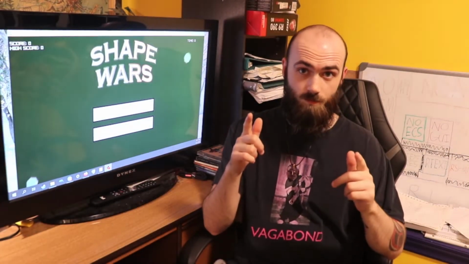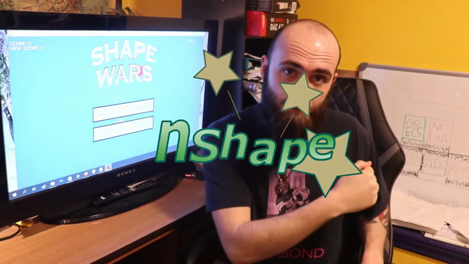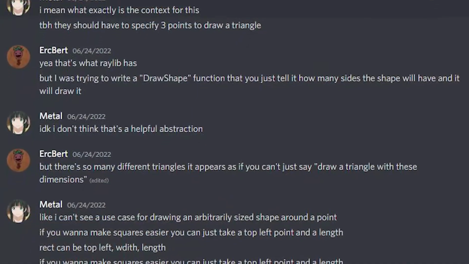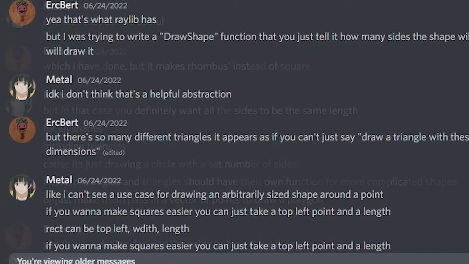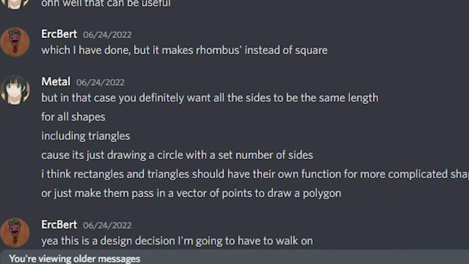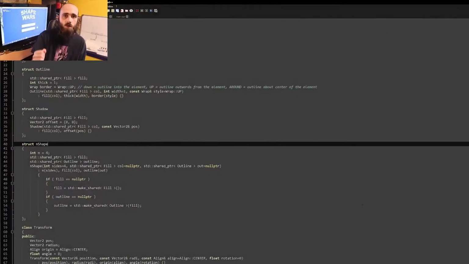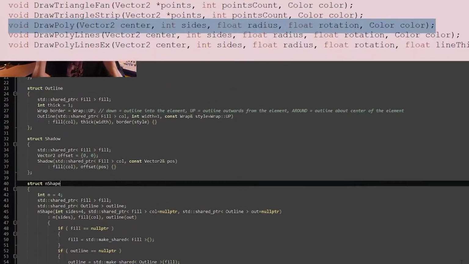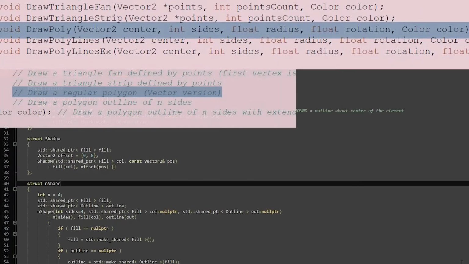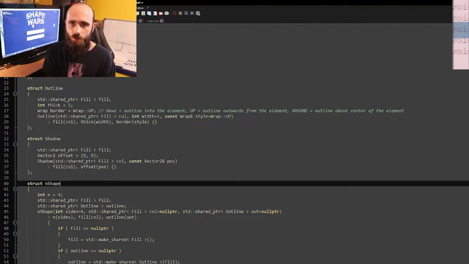I define shapes using what I call the N-shape method. Now my friend says this is not a helpful abstraction at all, and I should use a vector of points instead. But let me explain. So the N-shape method was inspired by this raylib function, which can draw nearly any shape as long as you provide it with a number of sides and some other information.